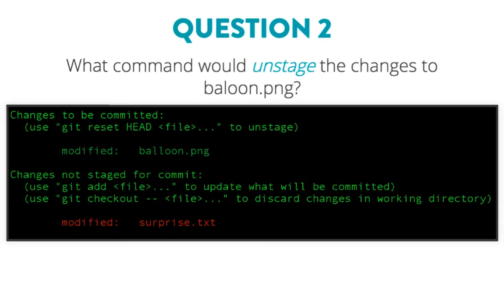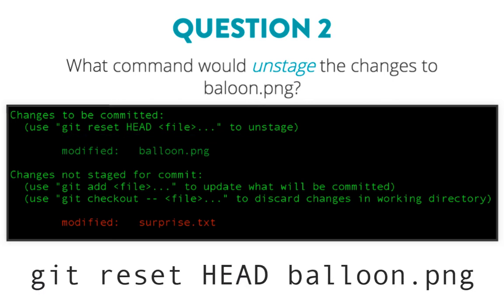Second question. Here's the git status output again. What command would you need to type to unstage the changes to balloon.png? Again, Git gives us a hint. The command is git reset HEAD balloon.png.